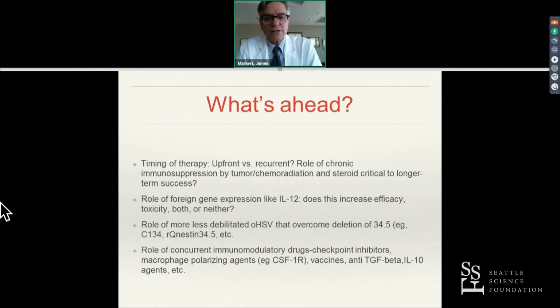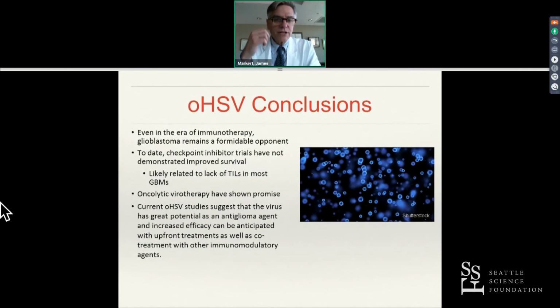And then I think also, are these less debilitated oncolytic herpes simplex viruses? MU32 is less debilitated than G207, but C134 and Nino Kyoko's virus, RQ Nestin 34.5, are even less debilitated than MU32. And then again, finally, what's going to happen when we use these in conjunction with a variety of other immunotherapy agents? So we're excited. We think that the future is bright for immunotherapy in general for glioma patients with all the knowledge that we've developed with others. And we think that oncolytic viruses certainly have promise and may possibly be an important player and contributor in the future.